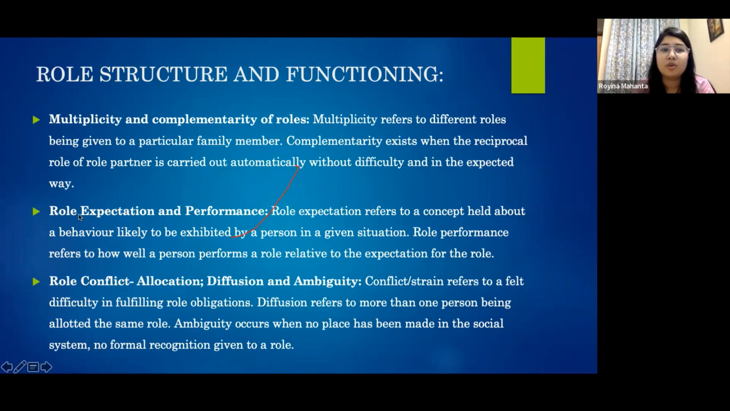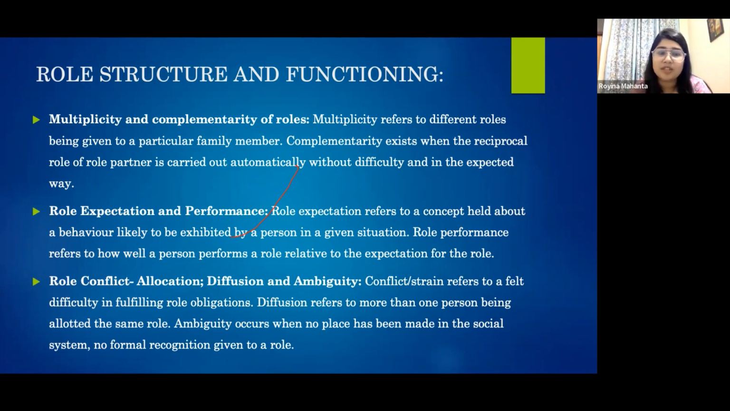Next, we talk about role expectation and performance. Role expectation refers to a concept held about a behavior likely to be exhibited by a person in a given situation. So role expectation is what is expected out of a particular family member. So if I am somebody's wife or daughter, what is expected out of me as a wife? What is expected out of me as a daughter?